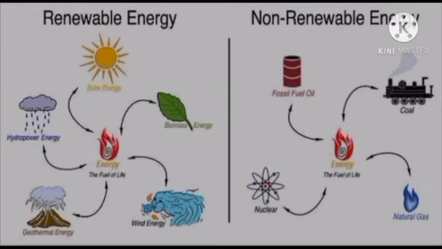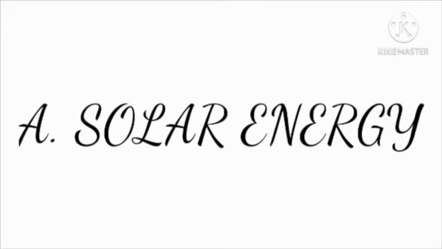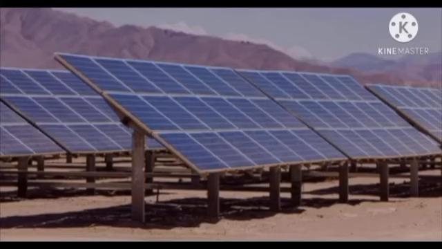So, moving to the first one, we have solar energy. Now, students, what is solar energy? Solar is basically related to the sun. So, this energy which is obtained from the sun is continuous and enormous. Solar energy is at the root of all energy which is available on the earth. A variety of devices have been developed for making use of solar energy.